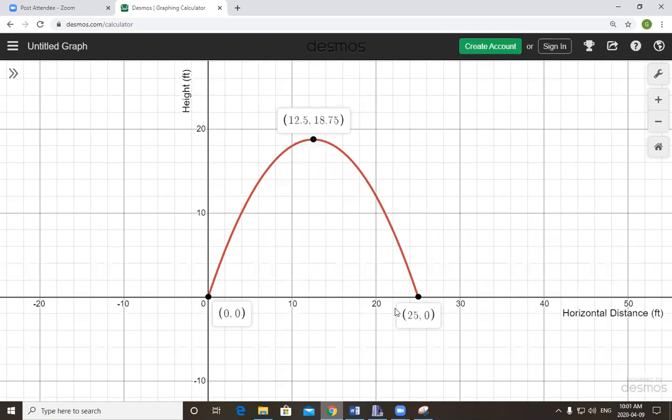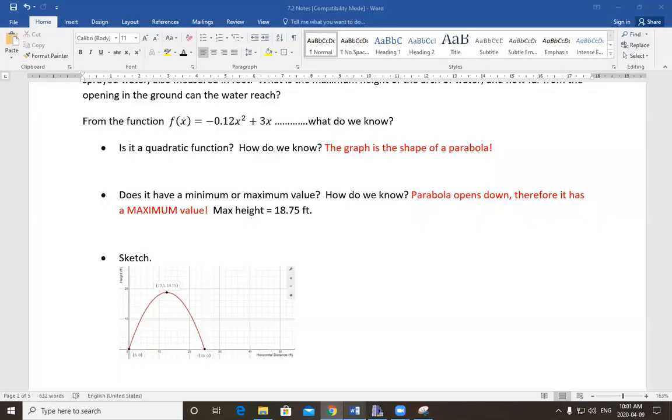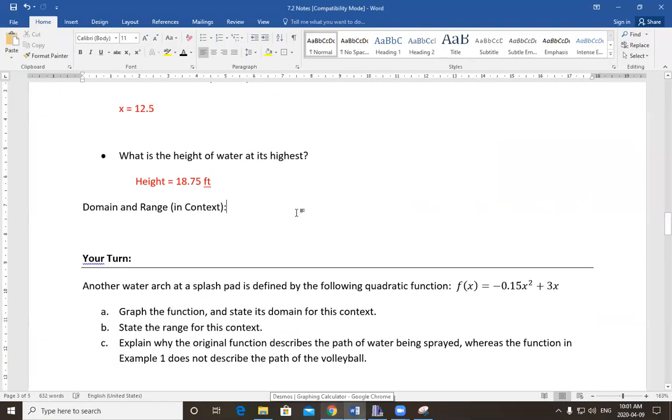So in context, the range starts at 0 and it goes to 25 from one x-intercept to the other. So that would be the domain in context, 0 to 25, because it doesn't go further than 25 feet and it starts at 0. Okay, so the domain then, I'll put D for domain, again, square bracket, because it touches it, would be 0, comma, 25, square bracket. That's a domain in context.